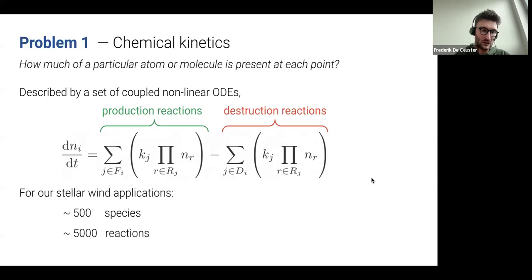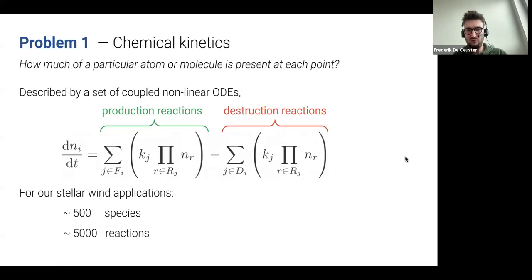For our particular stellar wind applications, to get an idea of how big this problem actually is, we have to care about 500 different species. So the I index ranges over like 500 indices. And we have about 5,000 reactions, which means that on the right-hand side, the non-zero terms will be about 5,000 of them, just to give you an idea of how big of a problem this actually is.